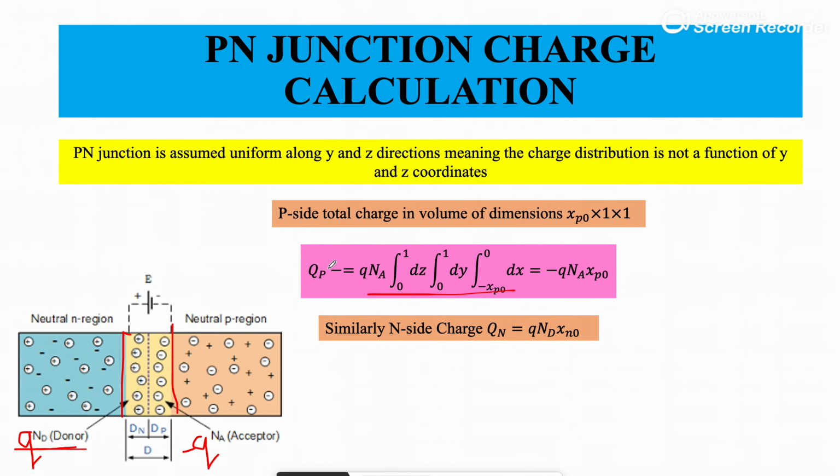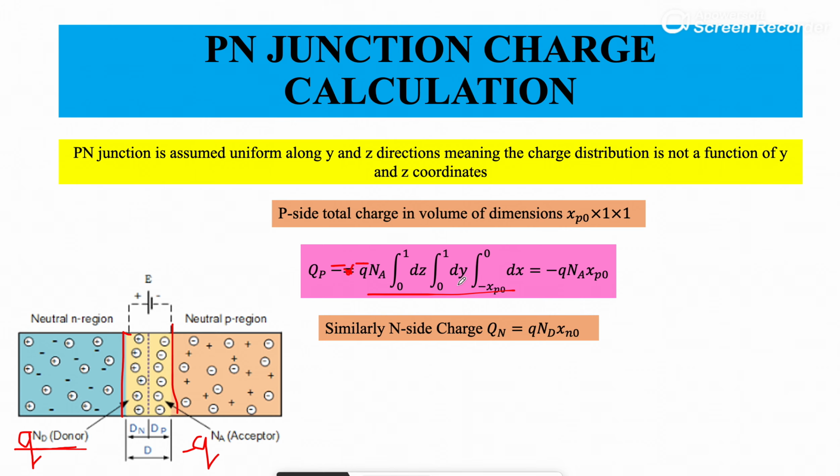Okay, so this sign over here should be equal, and this is your minus sign. Okay, in this equation, to calculate the total charge in a volume of dimension x p naught into 1 into 1, this is the dimension of volume, and you can do integration over volume.